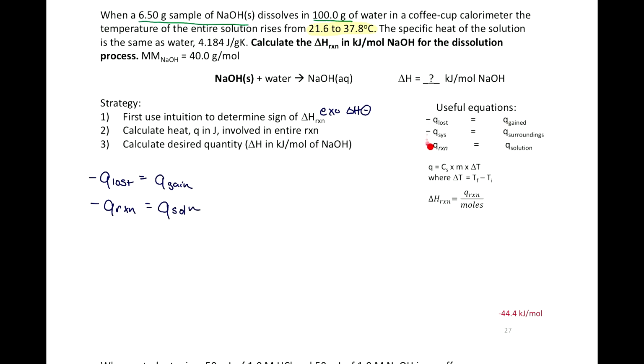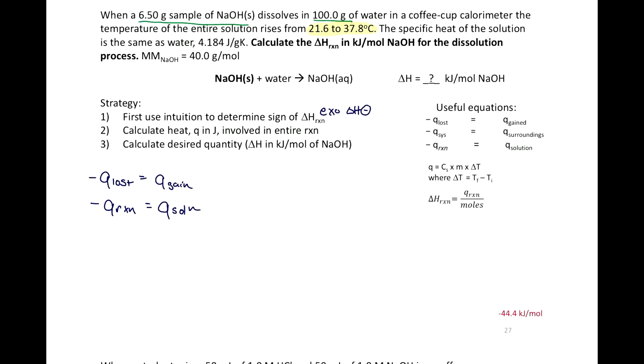All right, so all of these Q equations, they mean the same thing. It's just different ways of thinking about it, defining what is your system and what is your surroundings. In this case, the reaction is the system, the solution is the surroundings. All right, so our reaction, we want to figure out how much heat is involved in this reaction.